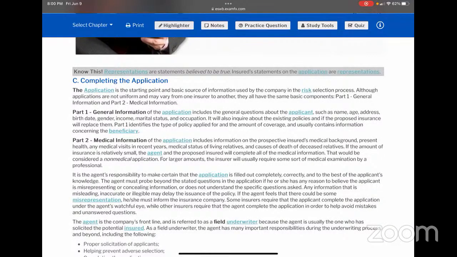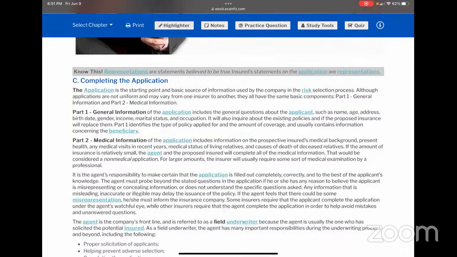All right. Completing the application. The application is the starting point and basic source of information used by the insurance company in the risk selection process. Although applications are not uniform and may vary from one insurer to another, they all have the same basic components: Part 1, which is general information, and Part 2, which is medical information. Now, if you have sat in a presentation with us and we ended up writing up a policy, you notice that is true. They got the general information: your age, your full name, address, Social Security number, driver's license, all of that. And then on the back end, they go through the medical information.